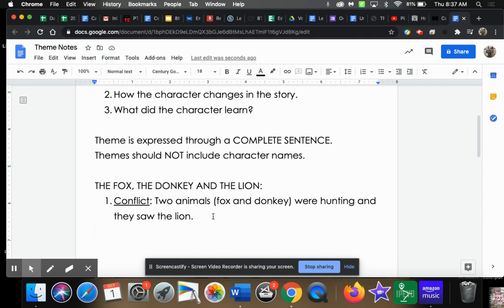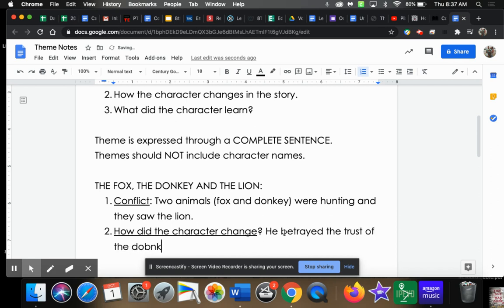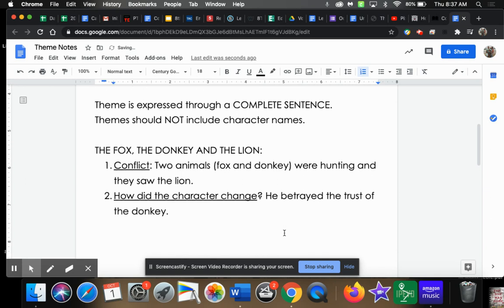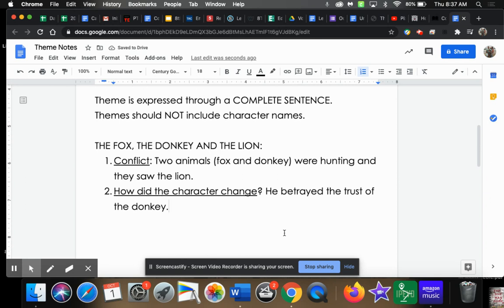Okay, but then how did the character change? Let's think about the fox, because he's sly as a fox, right? He's sly. How did the fox change? What did he do? Yes, sir. First, he was going into a partnership. Yeah, so he decided, you know what, I'm more important than this partnership, right? He betrayed the trust of the donkey, right? He's like, well, I just want to be safe. You can get eaten by a lion. I'm over our deal, right?